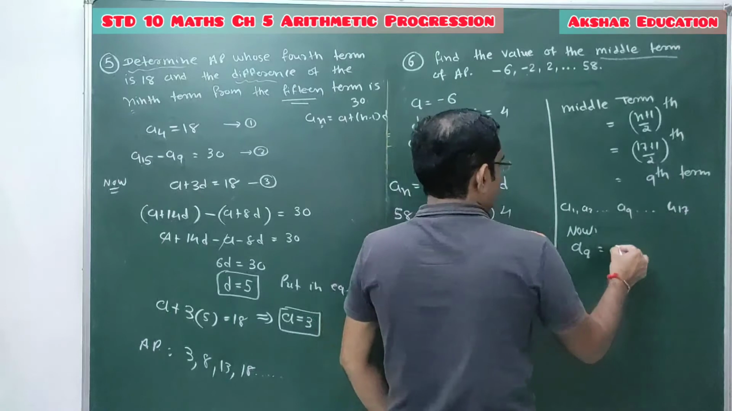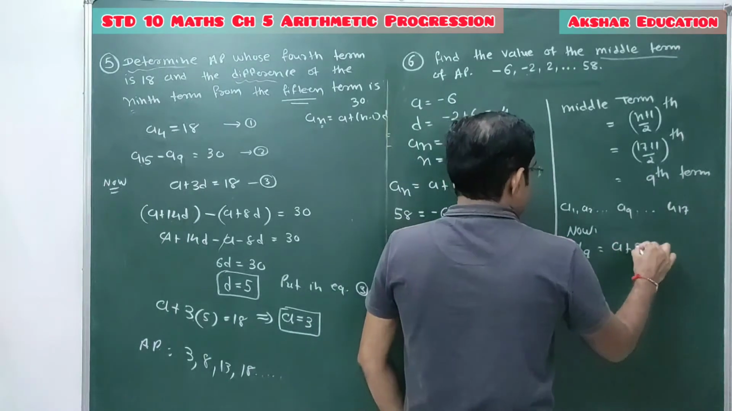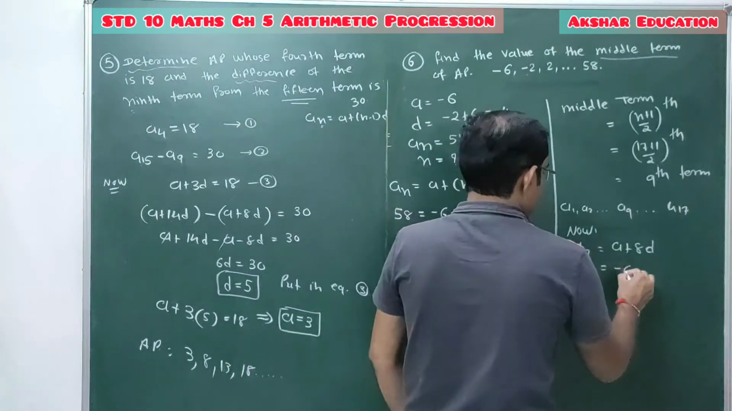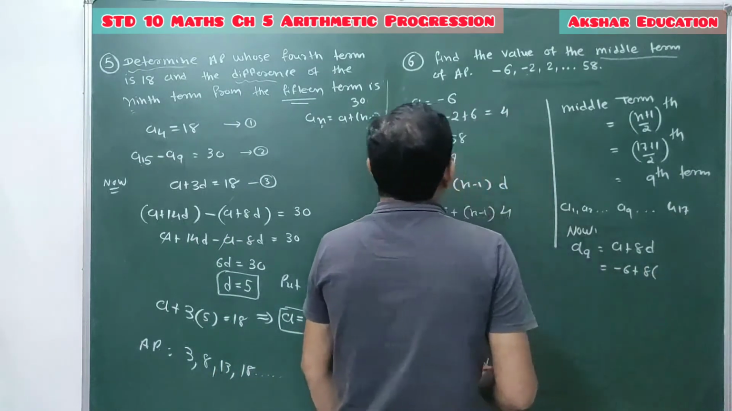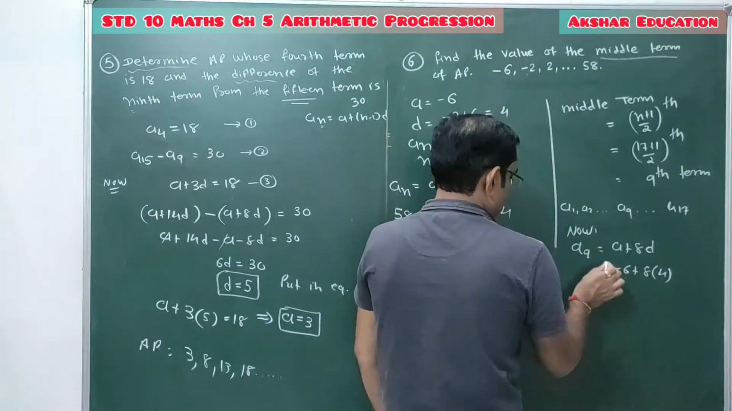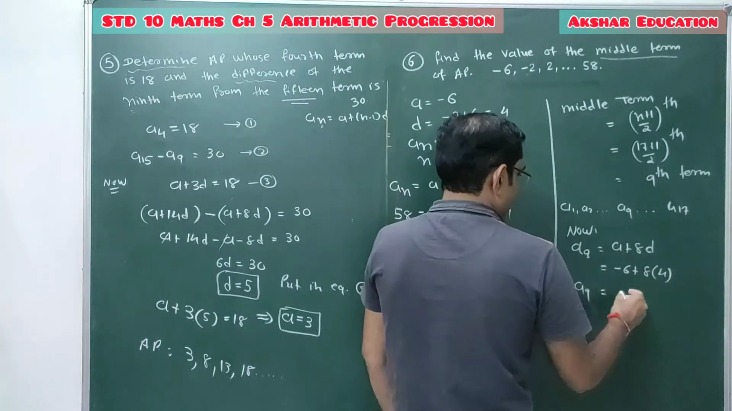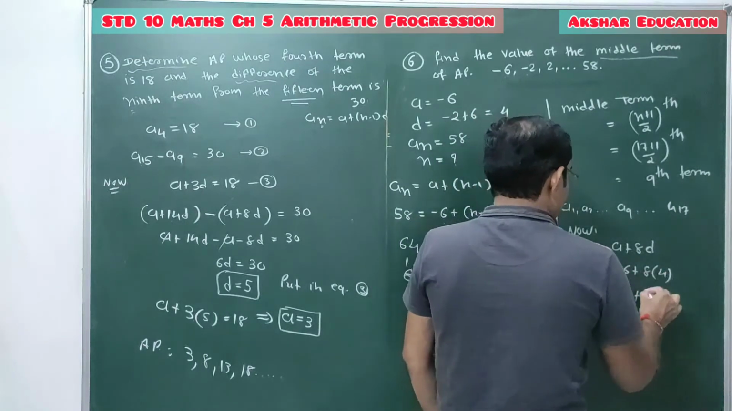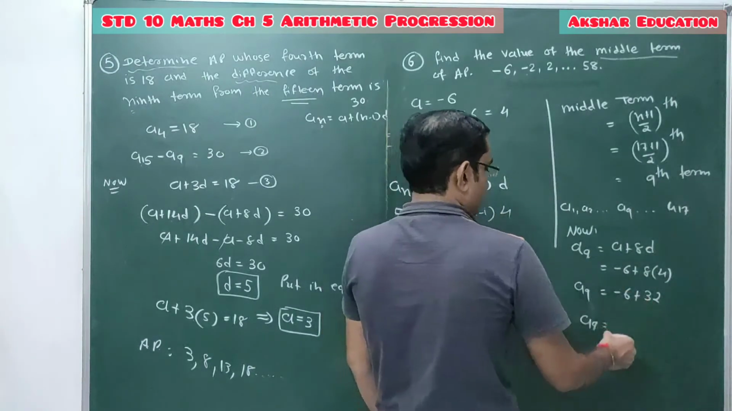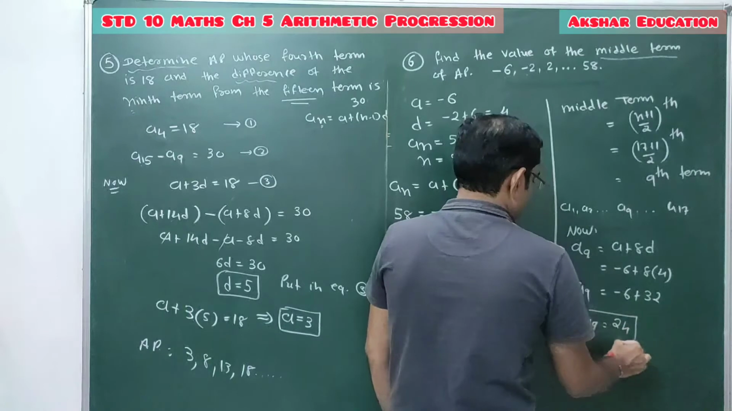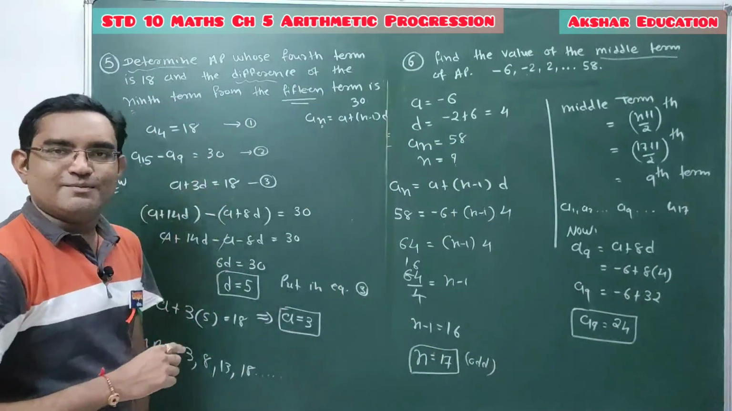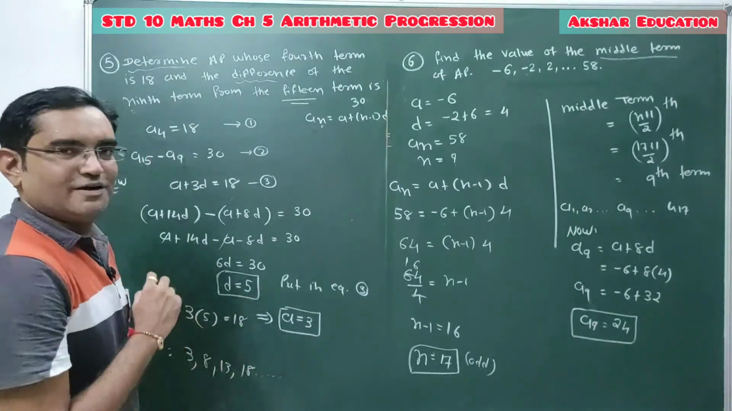So the 9th term is a plus 9 minus 1, that is 8d. a is our first term, which is minus 6, plus 8 into d, where d is the common difference, which is 4. So the 9th term is minus 6 plus 8 fours, 32. So a9 will be 32 minus 6, 24. 24 will be our middle term for this given arithmetic progression. Clear, students? Pause the video and note it down.